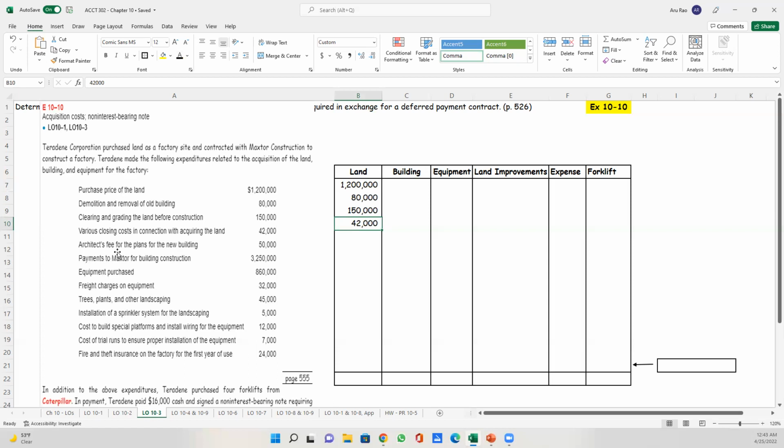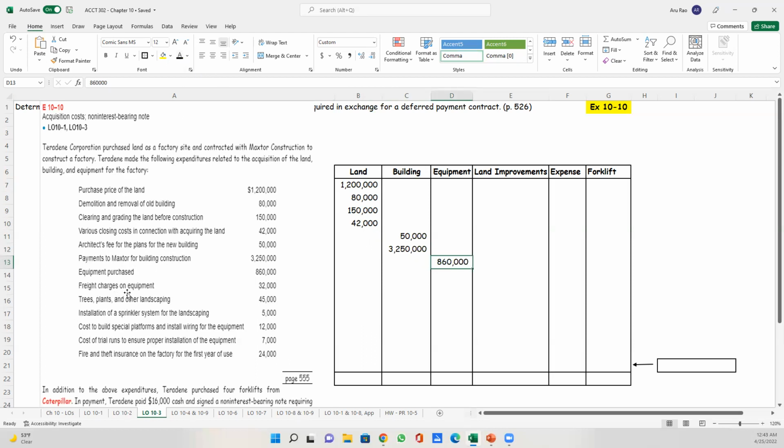We paid architects for plans for the new building, $50,000. That's a building cost, $50,000 for building. We paid Maxter for construction of the building. That is obviously in the building, 3.25 million. We purchased equipment for 860,000. Obviously, that's an equipment cost. So I put that under equipment.